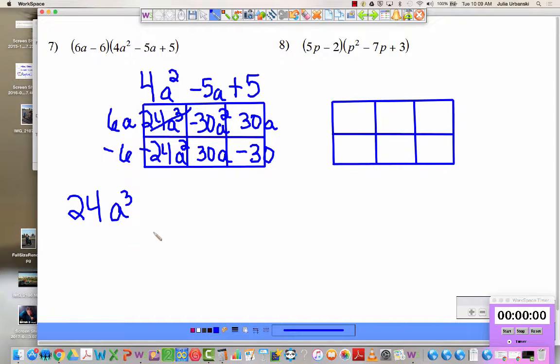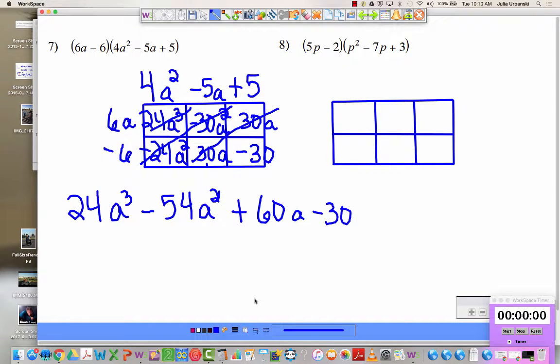Okay, what's next to write? A squared, and we have negative 30 and negative 24 on the a squared. What does that make? Negative 54. Good. Add and keep the negative sign. Negative 54a squared. I did those two together. Now we have a positive 30a and a positive 30a. All right, so positive 30a and positive 30a would be 60a, and minus 30 stands alone.